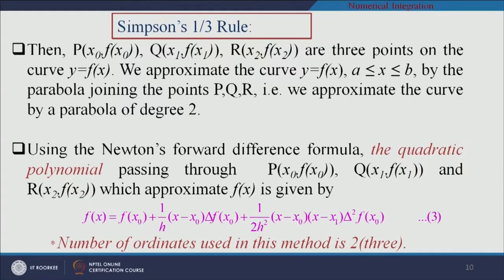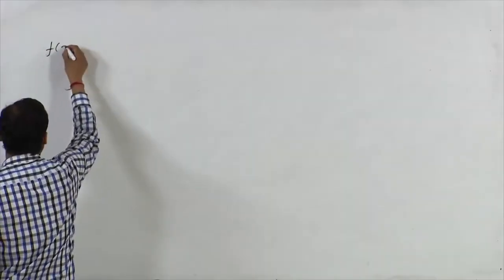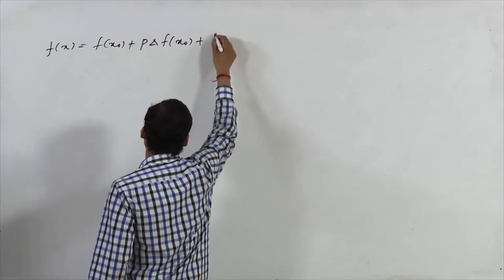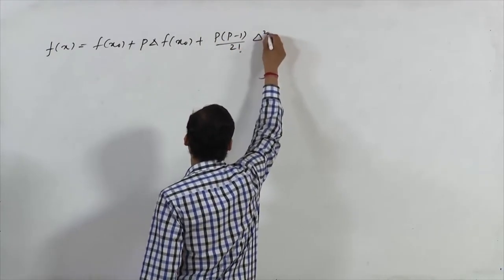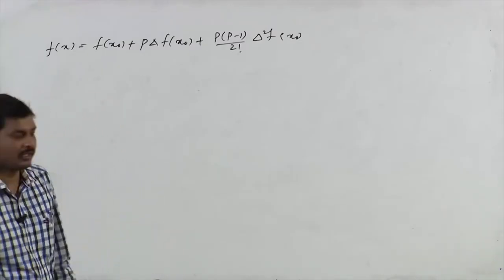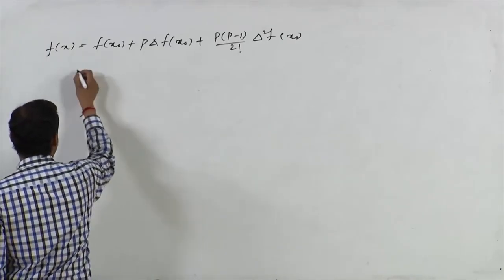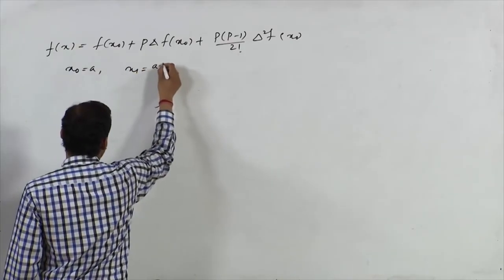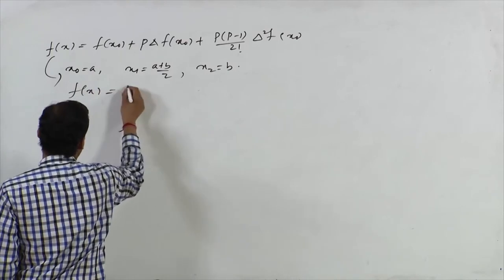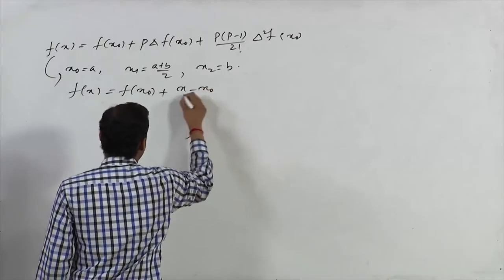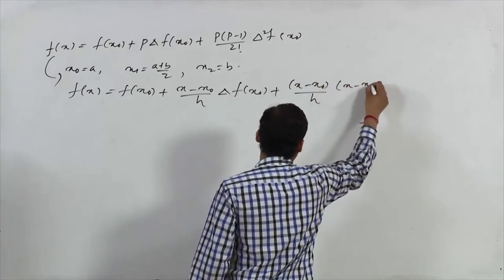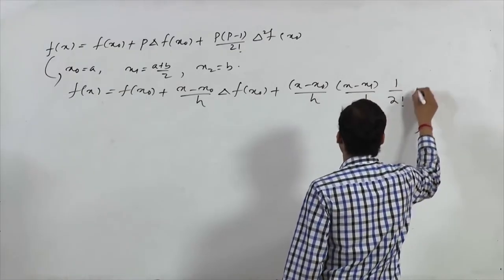If you write Newton's forward difference formula for degree 2, f of x can be written as f of x 0 plus p delta f of x 0 plus p into (p minus 1) by factorial 2 del square of f of x 0. Since this function is approximated by a polynomial of degree 2, the higher powers will give you 0 values. In terms of x, since we have 3 points, x 0 equals a, x 1 equals (a plus b) by 2, and x 2 equals b, if you rewrite this formula, it can be written as f of x equals f of x 0 plus (x minus x 0) by h delta f of x 0 plus (x minus x 0) by h times (x minus x 1) by h times 1 by 2 factorial del square f of x 0.